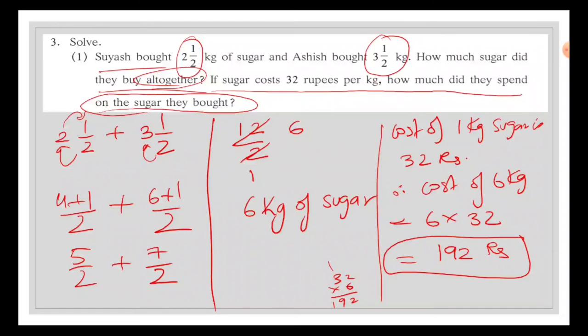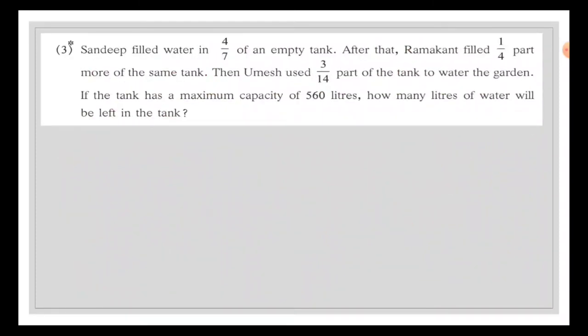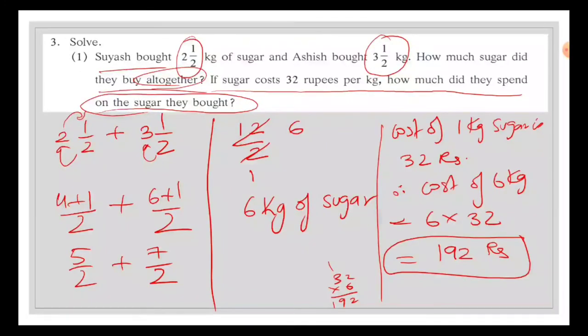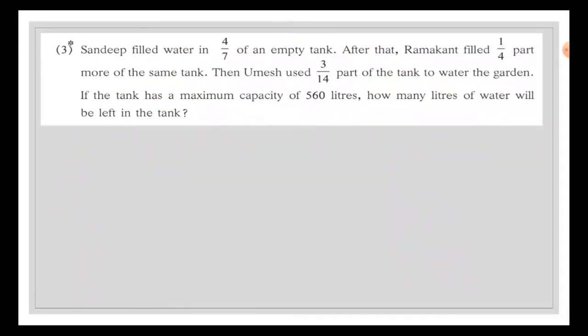Okay, now let's do the second one. Sorry, the third one. Third one is what? Sandeep filled water in 4 upon 7 of an empty tank. Itna pani usne empty tank mein bhara. After that, Ramakant filled 1 upon 4th part more of the same tank. Then Umesh used 3 upon 4 part of the tank to water the garden. If the tank has maximum capacity of 560 liter, how many liters of water will be left in the tank?